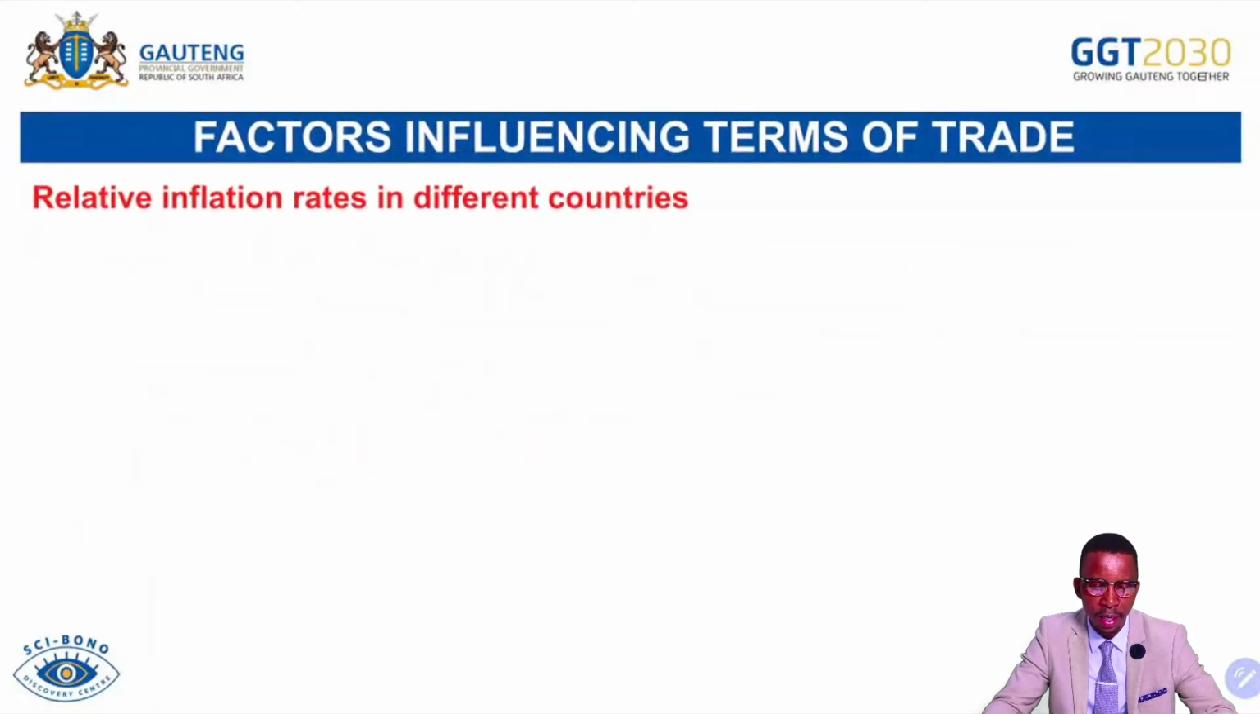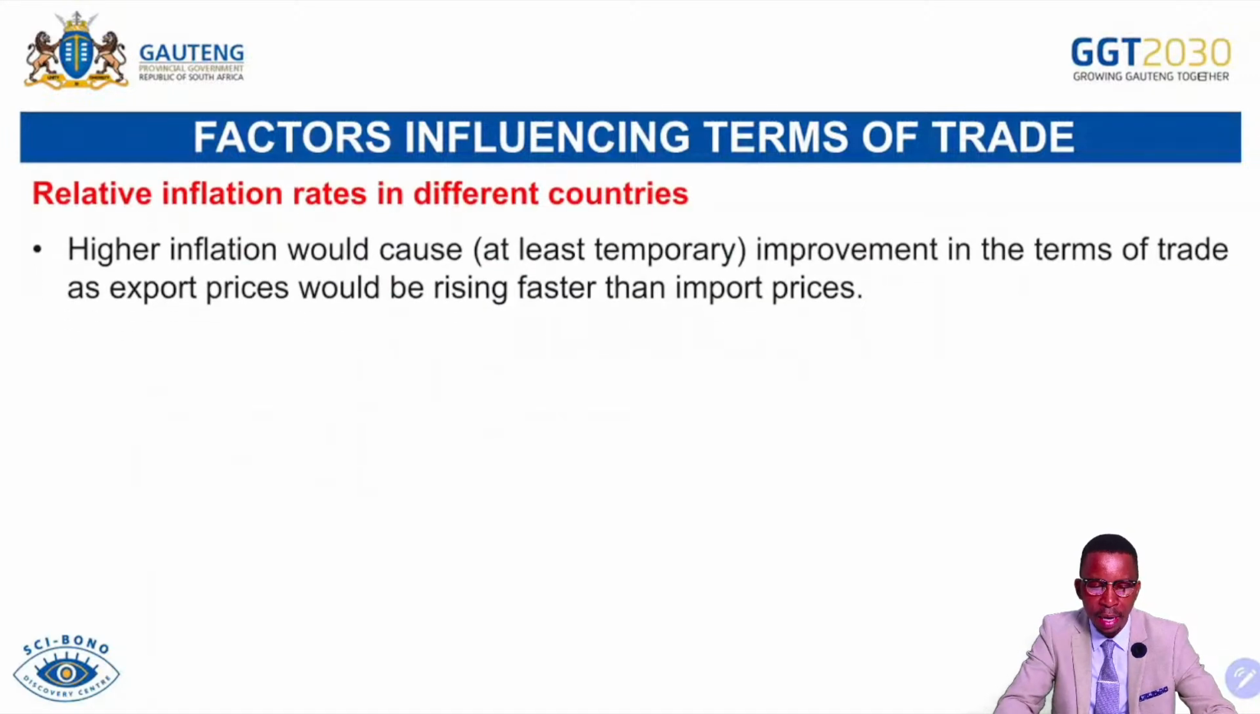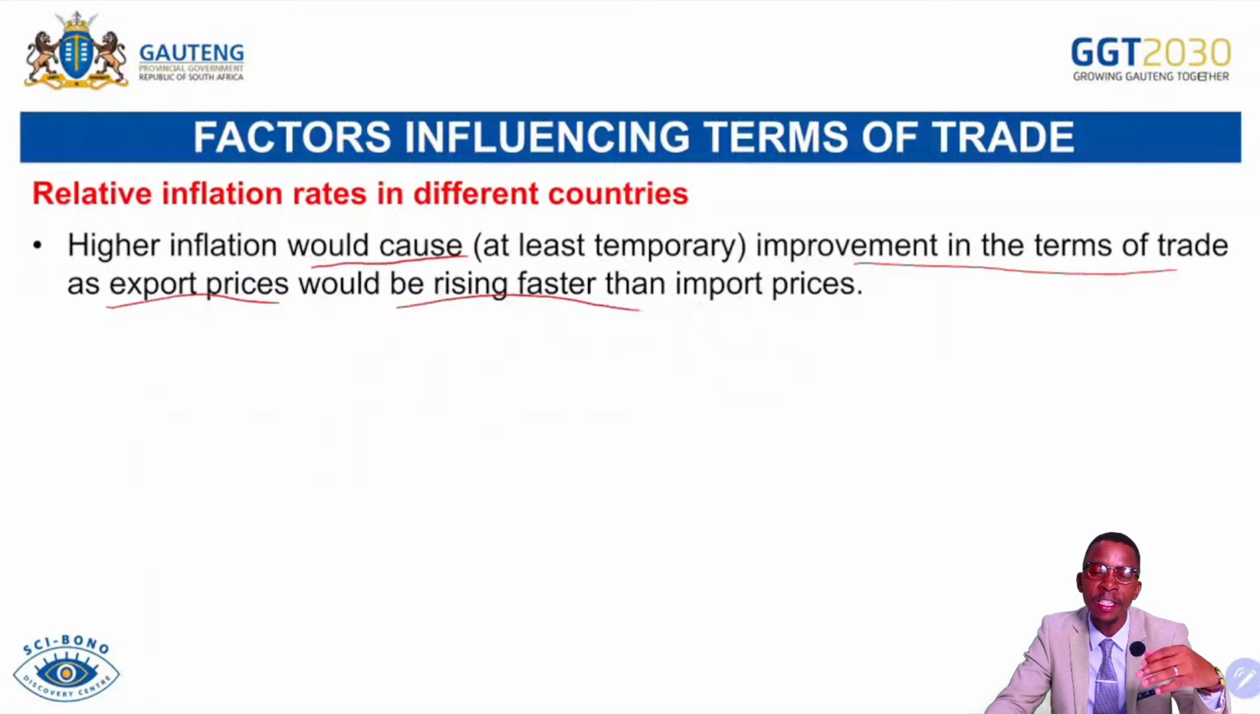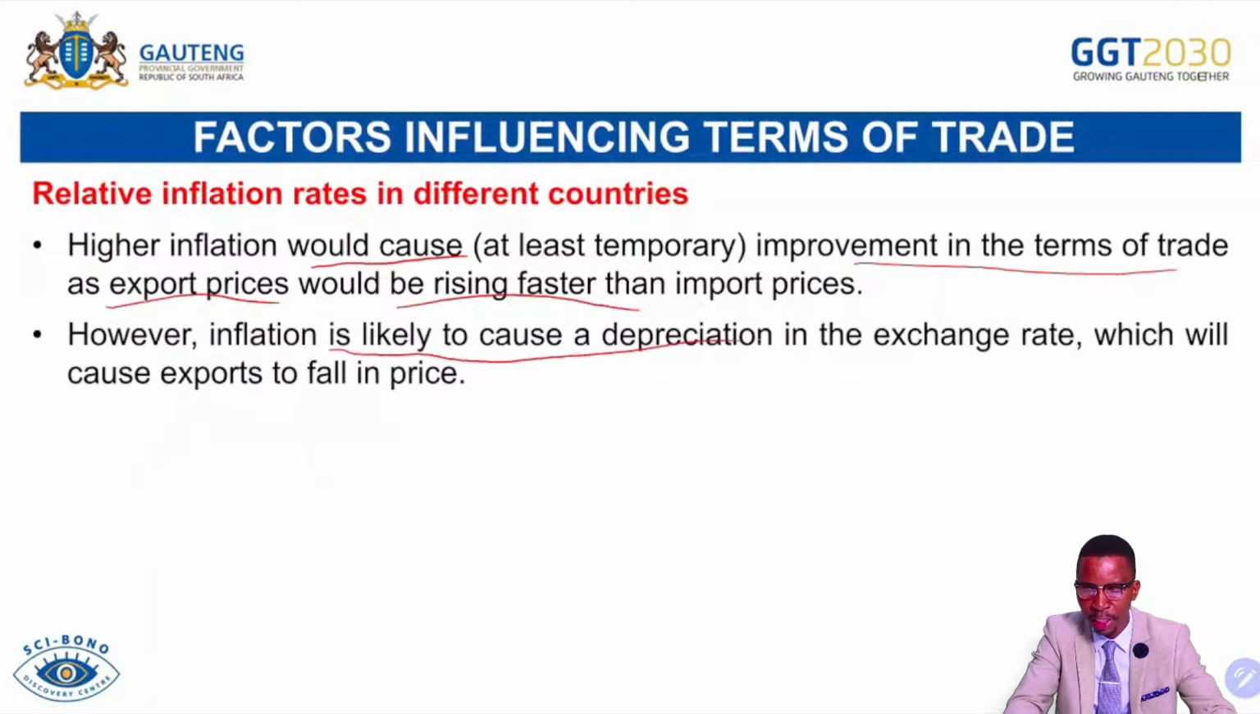We continue. Relative inflation rates in different countries. Higher inflation would cause at least temporary improvement in terms of trade, as export prices will be rising faster than import prices. So inflation also has an effect. If inflation rises in that particular country where we're exporting goods to, that will mean we'll be having rising terms of trade, because our export prices are also affected by the inflation rate. However, inflation is likely to cause depreciation in the exchange rate, which will cause the exports to fall in price. So also with the inflation, that can cause our currency to lose value or depreciate.